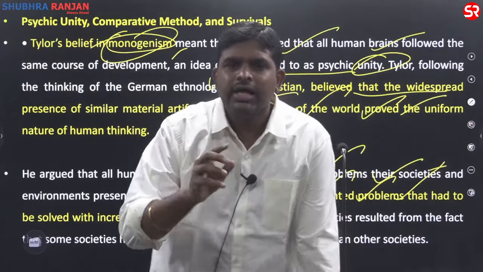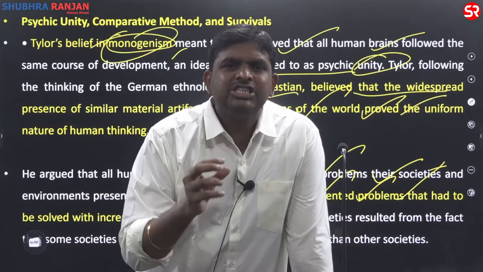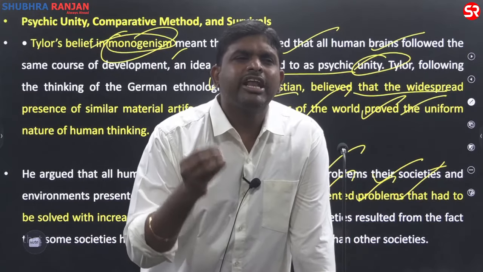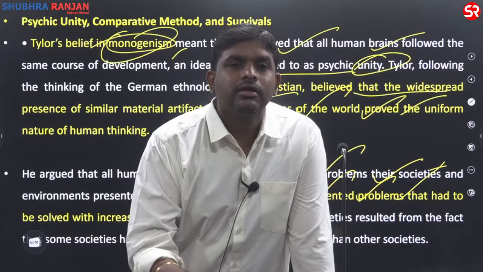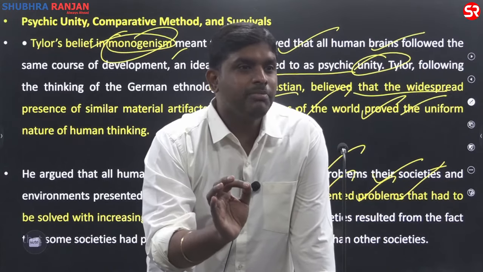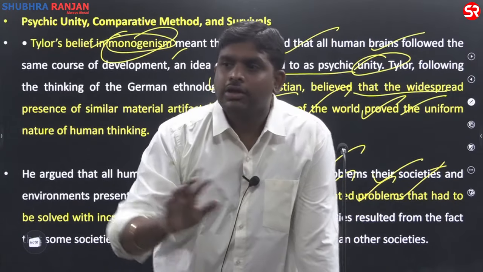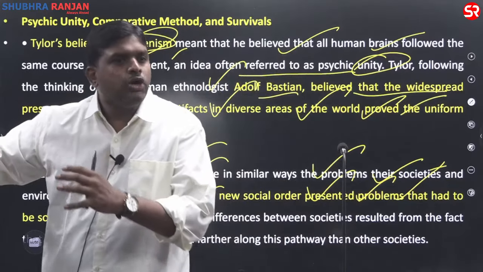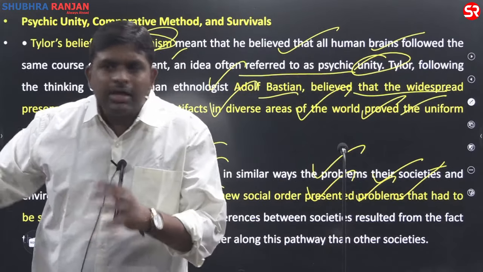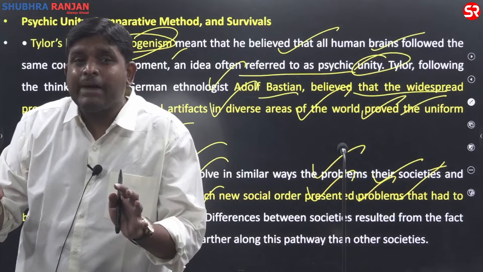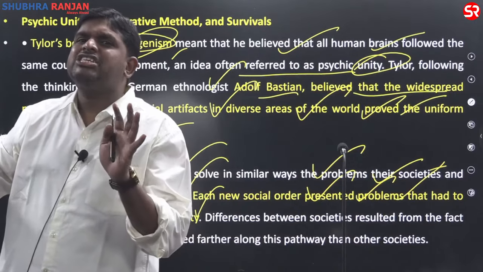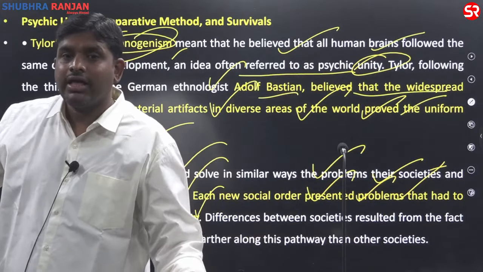And you tell me, in nature, will larger animals be more in number or smaller animals be more in number? Very good. Smaller animals will be more in number, larger animals will be less in number. So as the temperature changed, cold temperature came, smaller animals could not adapt to the changed environment. Only a few larger animals were surviving.